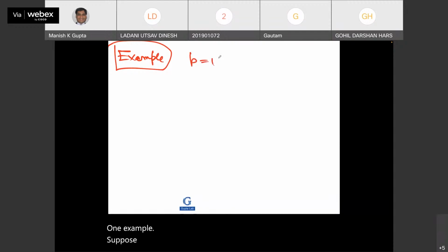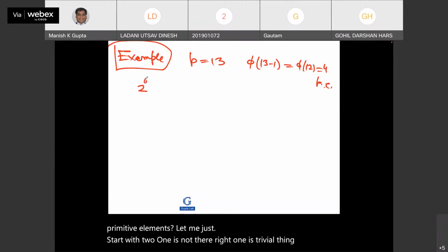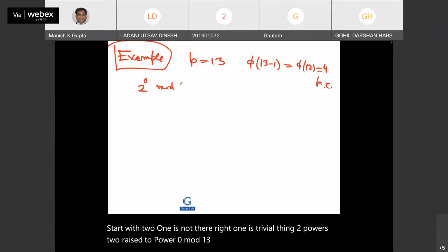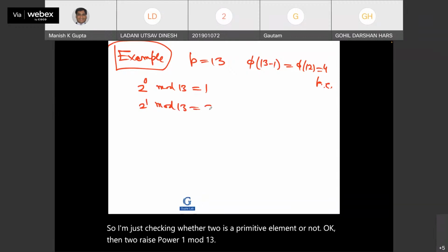One example. Suppose p is equal to 13. It's a prime. So phi of (13−1), which is phi of 12, is 4. So there should be 4 primitive elements. How do we find primitive elements? Let me just start with 2. One is trivial. 2 raised to power 0 mod 13 is 1. I am just checking whether 2 is a primitive element or not. Then 2 raised to power 1 mod 13 is 2.